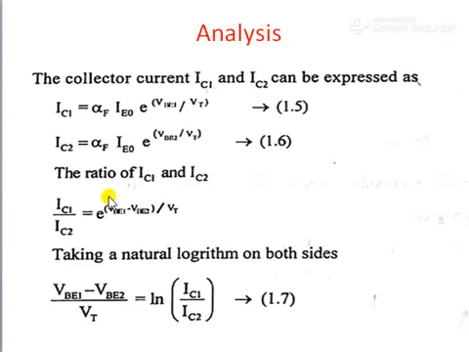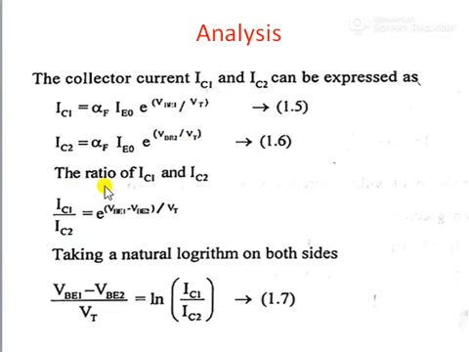The collector currents of transistors Q1 and Q2 can be expressed as IC1 equals alpha F into IE0 into e power VB1 by VT, where IE0 is the reverse saturation current, alpha is the current gain and VB1 is the emitter to base voltage of transistor Q1. Similarly, the collector current of transistor Q2 is IC2, which is equal to alpha F into IE0 e power VBE2 by VT, where VBE2 is the emitter to base voltage of transistor Q2 and VT is the thermal voltage.